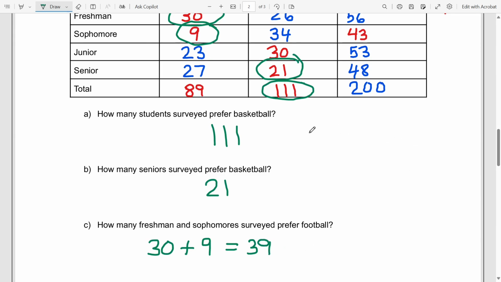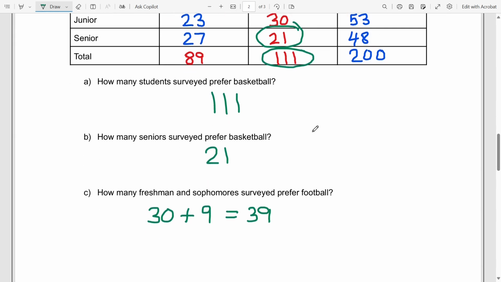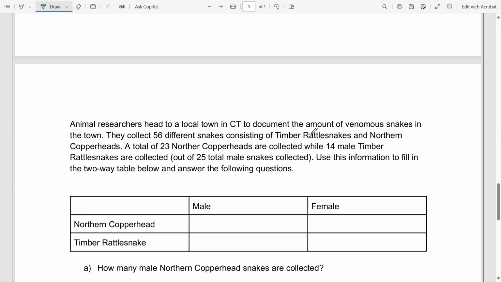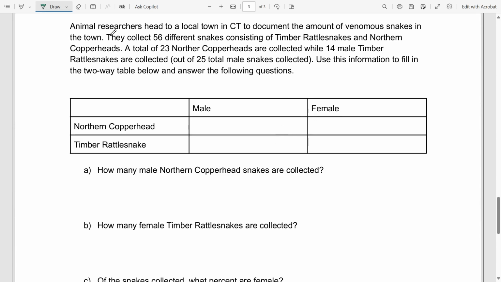All right, let's look at another question. Animal researchers head to a local town in Connecticut to document the amount of venomous snakes in the town. They collect 56 different snakes consisting of timber rattlesnakes and northern copperheads. A total of 23 northern copperheads. So 23 northern copperheads are collected. So let's put the total of northern copperheads over here.